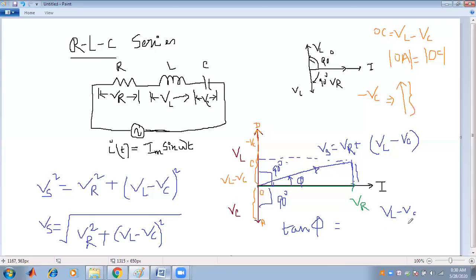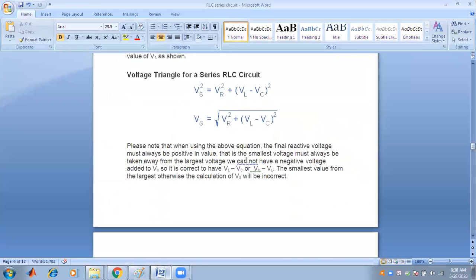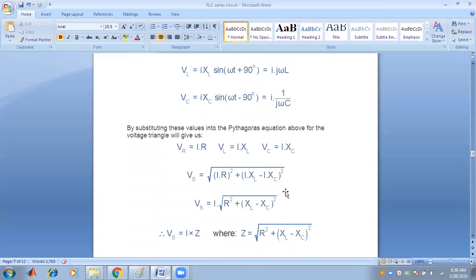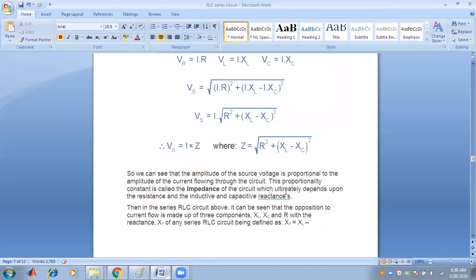VL minus VC by VR, the angle theta equals tan inverse of (VL minus VC) by VR. That is known to us, as VR is IR, VL equals I into j omega L, and VC equals I into 1 by j omega C. Just put those values, we have to find the impedance triangle.